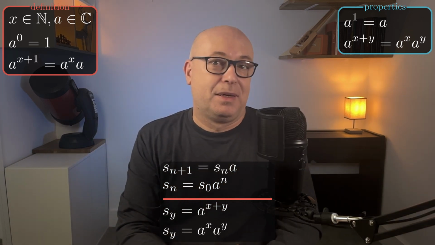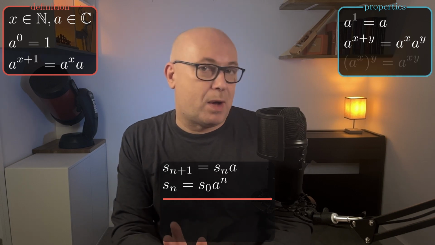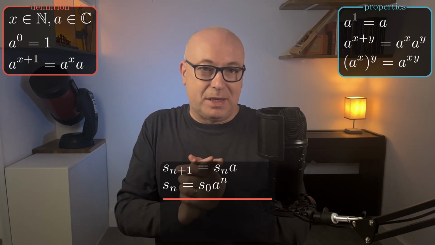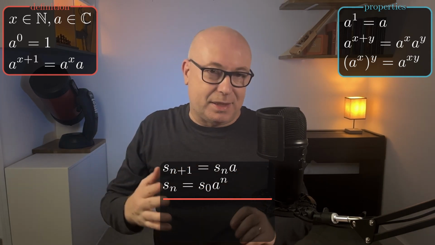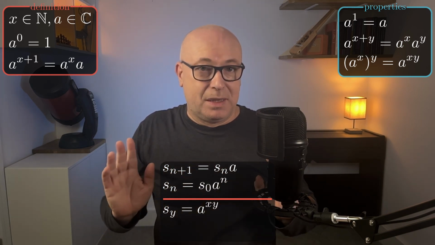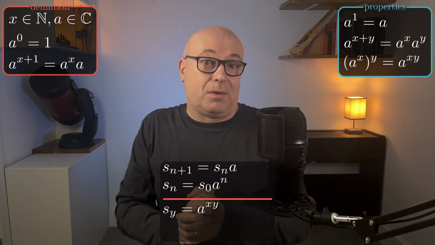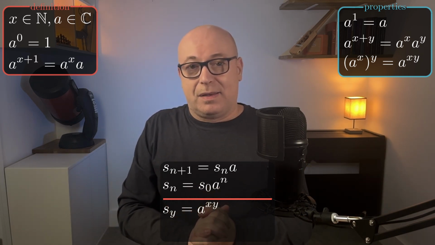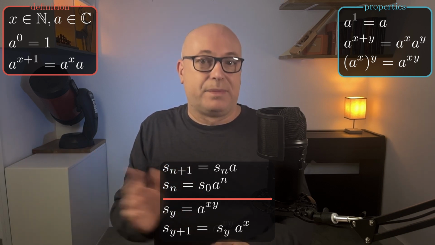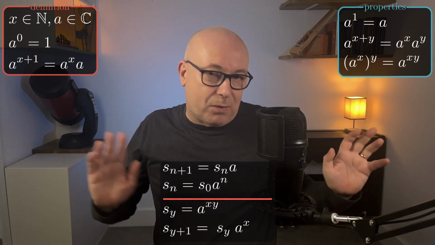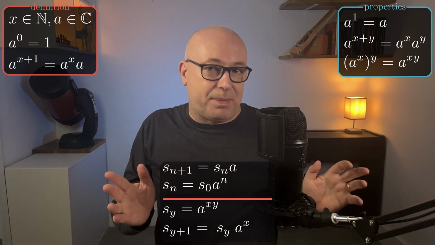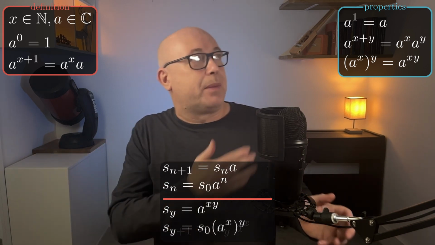Another identity, a to the power of x to the power of y equals a to the power of x times y. We can do a similar thing, but this time we look at the sequence s of y is equal to a to the power of x times y. Now this sequence, again, starts from 1 when y equals 0. And every time that y is increased by 1, it multiplies by a to the power of x. So by what we just said, the term s of y in our sequence must equal a to the power of x to the power of y. That proves that identity.